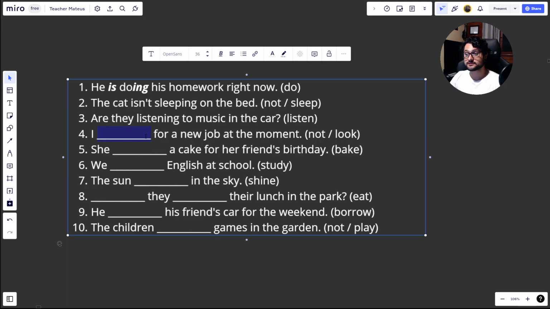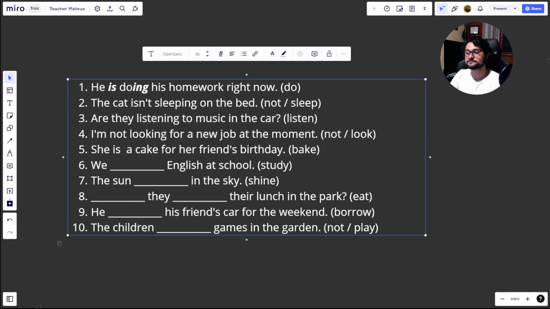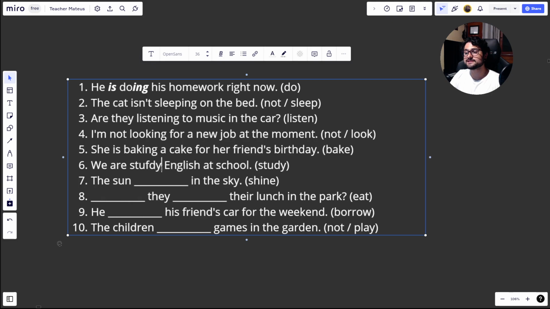I'm not looking for a new job at the moment. She is baking a cake for her friend's birthday. We are studying English at school. The sun is shining in the sky. The sun is, oh, I almost forgot there. The sun is shining in the sky.